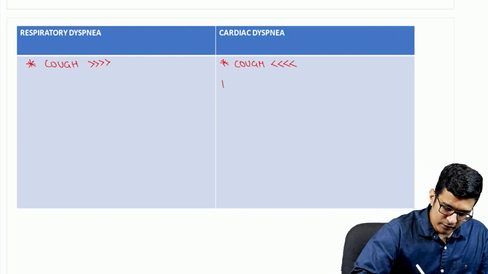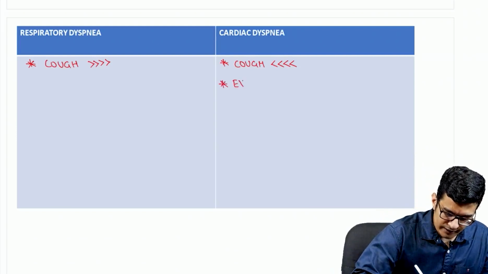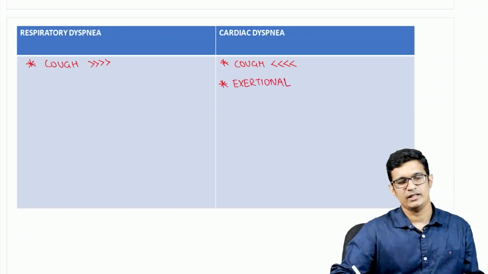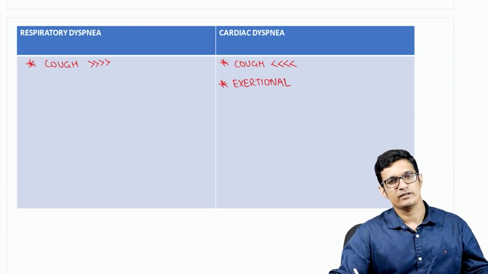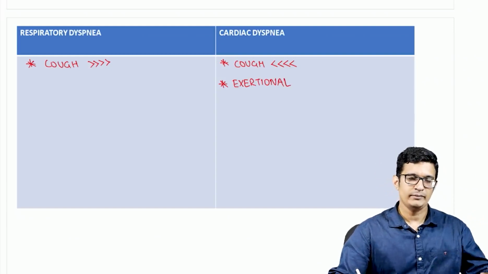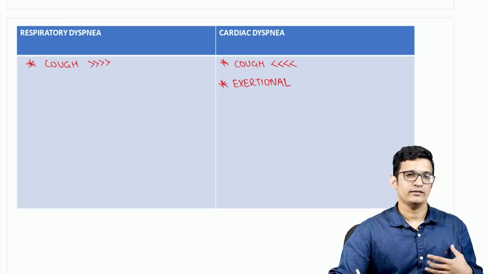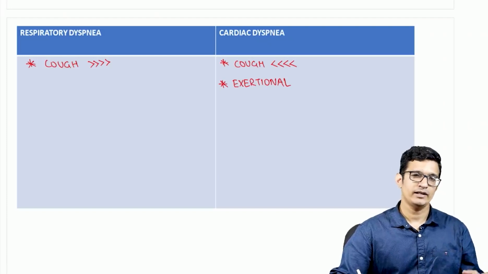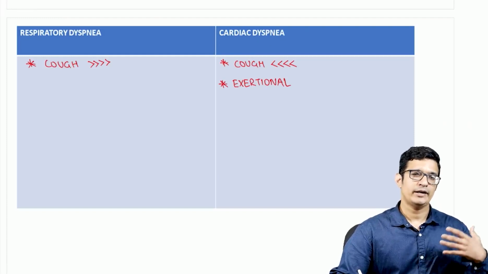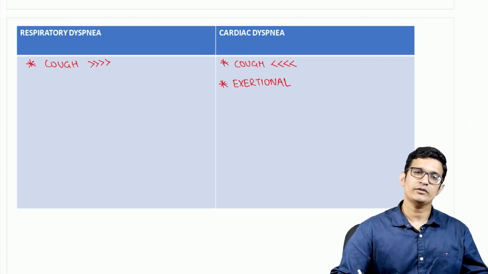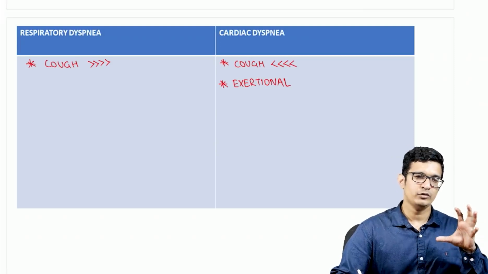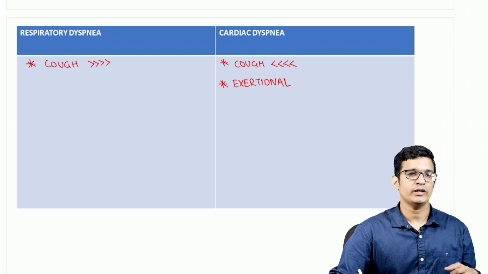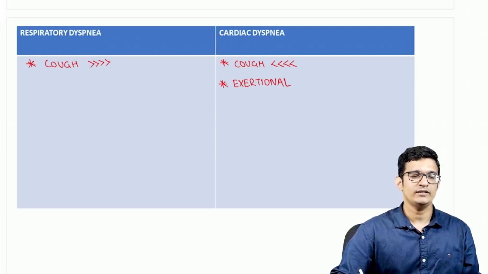Now, cardiac causes of breathlessness are predominantly exertional, which means that whenever a patient tries to do some activity, the breathlessness tends to increase. That is because whenever the patient does some activity, his metabolic requirements are increased. So the cardiac output should increase. Now, cardiac output is stroke volume into heart rate. So in order to increase the cardiac output, generally the myocardium will have to contract with a higher force or a higher rate. Both of these conditions can actually worsen the ischemia in the myocardial muscles.